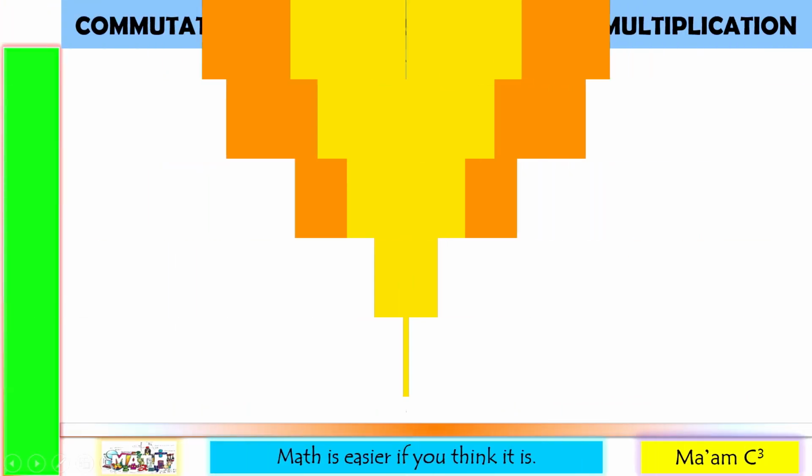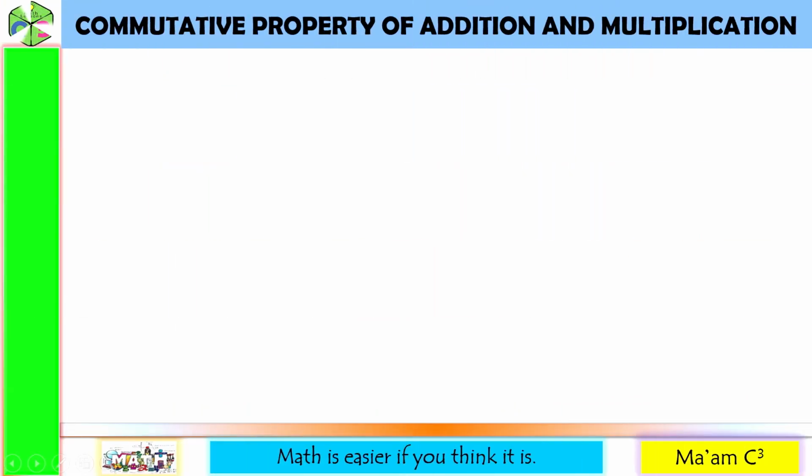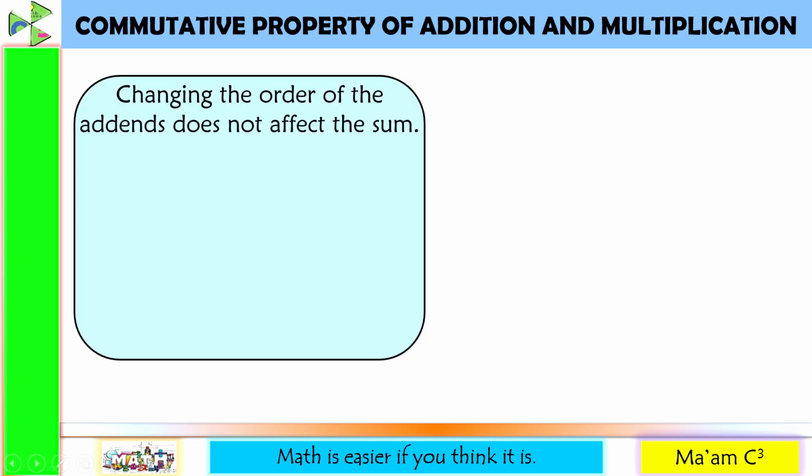Next property is commutative property of addition and multiplication. Changing the order of the addends does not affect the sum. In symbol, a plus b is equal to b plus a. Let's have an example. 7 plus 2 is equal to 2 plus 7. The sum of 7 and 2 is 9. The sum of 2 and 7 is also 9. So commutative property of addition states that changing the order of the addends does not affect the sum.